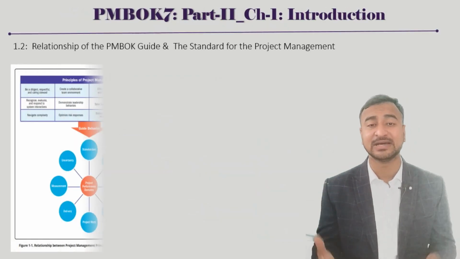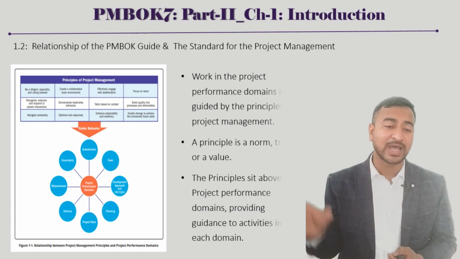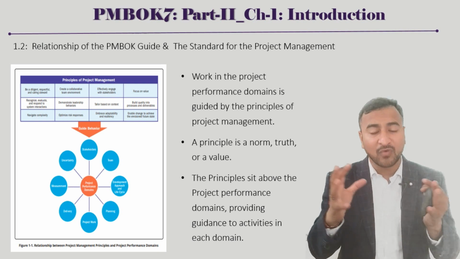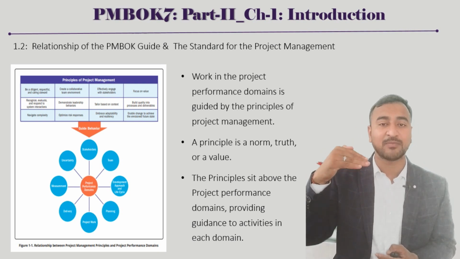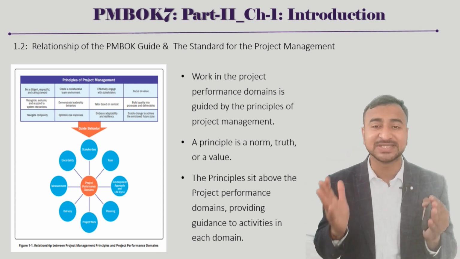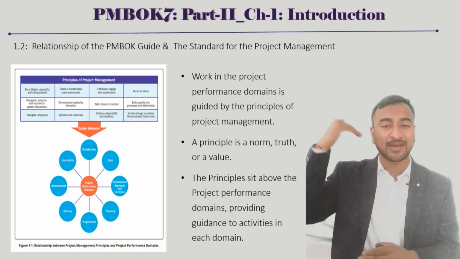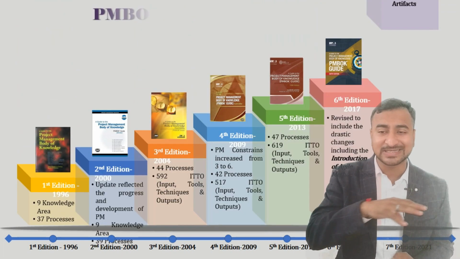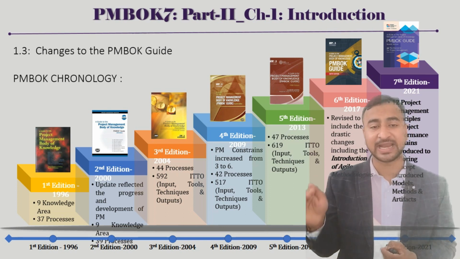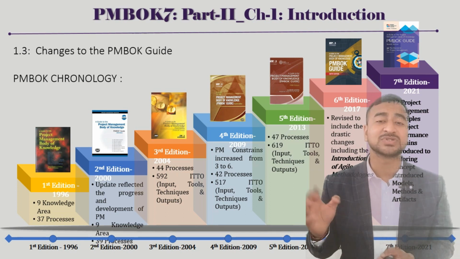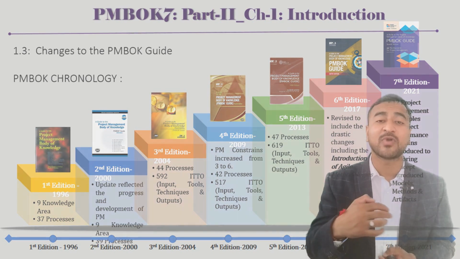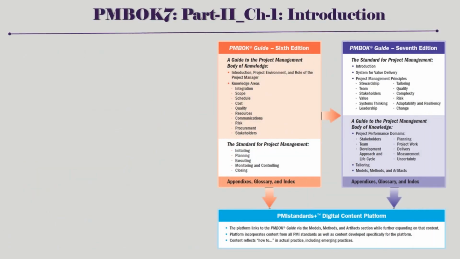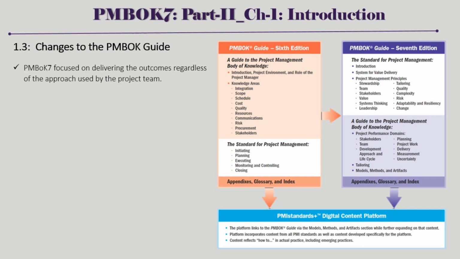The next thing is the relationship between part 1 and part 2. As you see over here, the work in the project performance domains is guided by the principles of project management. What is a principle? A principle is a norm, a truth, or a value. The principles sit above the project performance domains and provide guidance to activities in each domain. If you check over here, from PMBOK version 1 to 7, there is a transitional and significant change we are getting in PMBOK 7: a focus on delivery of outcomes regardless of approach, a shift from a process-based standard to a principle-based one, the introduction of the 8 project performance domains, and a very important significance on tailoring in achieving project success.